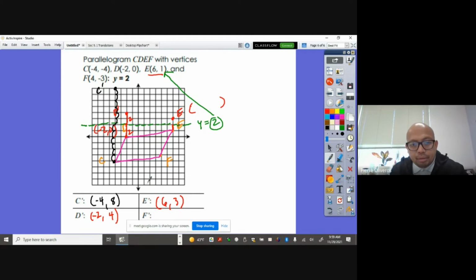And F, which is right here, its x coordinate is 4. It will not change. But the distance of that one to the green line is 1, 2, 3, 4, 5. So I have to go up 5 from 2. That will be 7. And there you have it. That's how you find the coordinates of the image if it reflects over y equals 2.